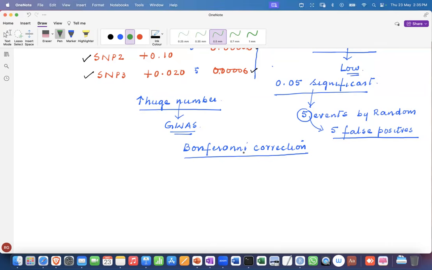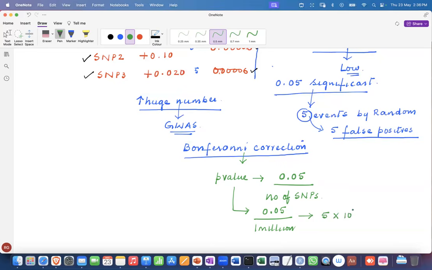So for Bonferroni, the correction is nothing but the p-value being corrected by dividing 0.05 by the number of SNPs. However, popularly, Bonferroni is taken as 0.05 divided by 1 million SNPs. And if you calculate this, it becomes 5 into 10 to the power of minus 8.